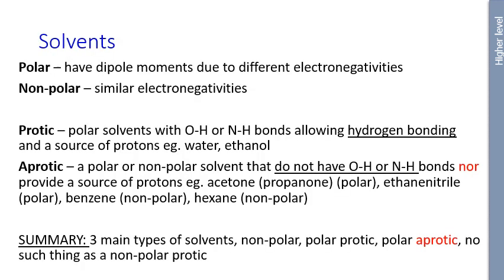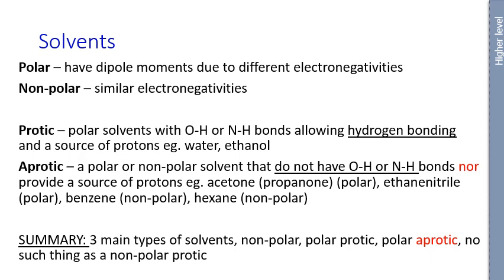As we look at SN1 and SN2 reactions and which of the halogenoalkanes undergo which mechanism, we have to break down the different factors affecting the rate of nucleophilic substitution. One of those factors is the solvents. Solvents can be broken down into two different types: polar, which have dipole moments due to different electronegativities, and non-polar, which all have similar electronegativities in their atoms.